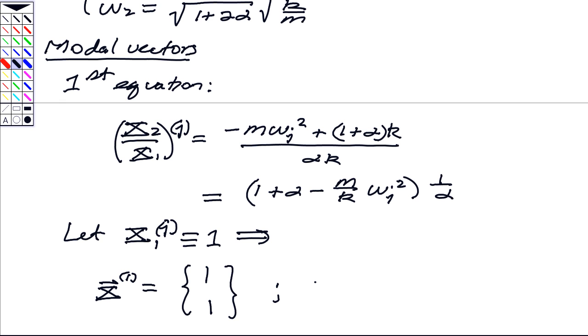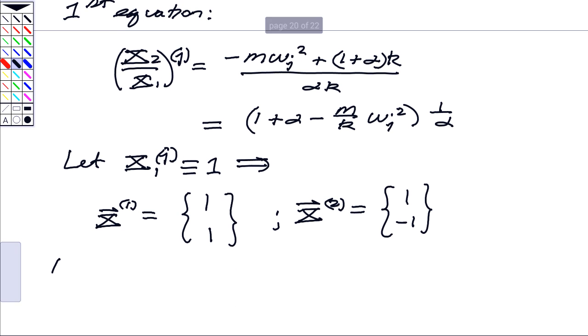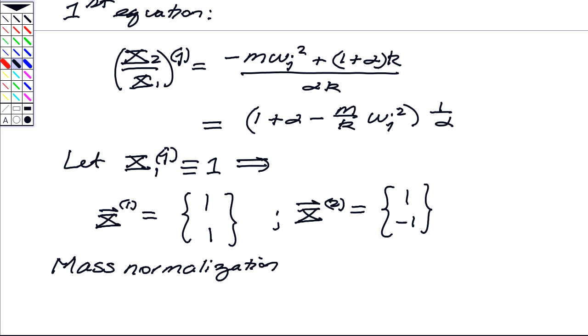And the second modal vector, x2, is [1, -1]. I will mass normalize. The mass normalization, again, is not necessary, but it's a convenient step in order to find the free response.